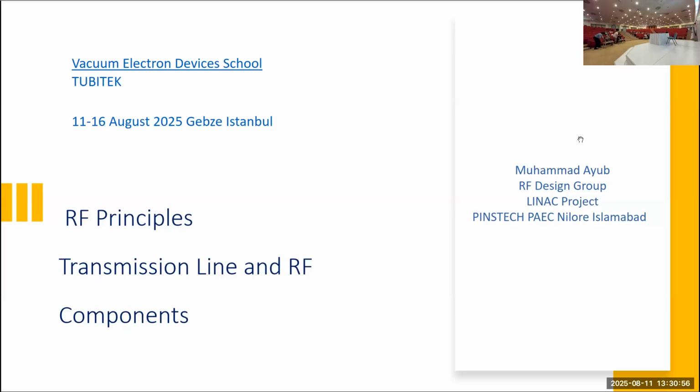The topic of my talk is RF principles, transmission line, and RF components. Basically, I want to start from very initial theory, which is developed around waveguide components, transmission line, and related RF theory. I belong to Pakistan Institute of Nuclear Sciences and Technology, which is an establishment of Atomic Energy Commission.